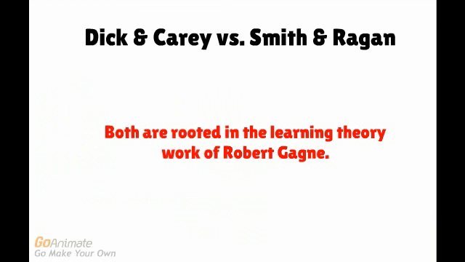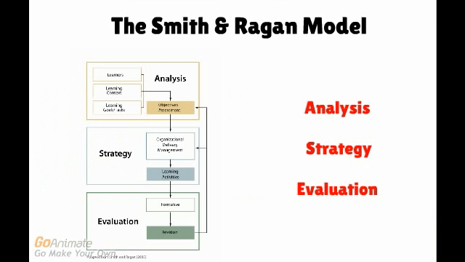Smith and Reagan is another model similar to Dick and Carey in model elements to complete instructional design. Both are rooted in the learning theory work of Robert Gagne. However, the Smith and Reagan model has 3 components. They are analysis, strategy and evaluation. This is different from Dick and Carey model which has 10 components.